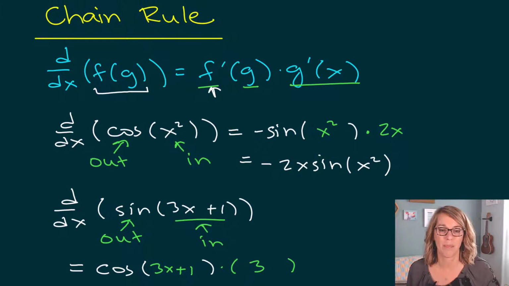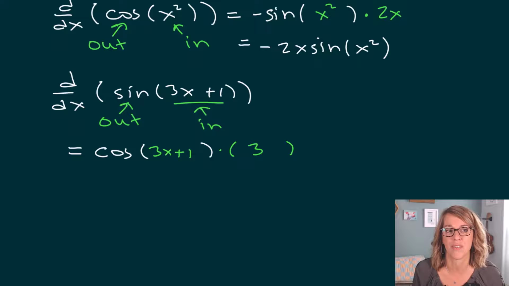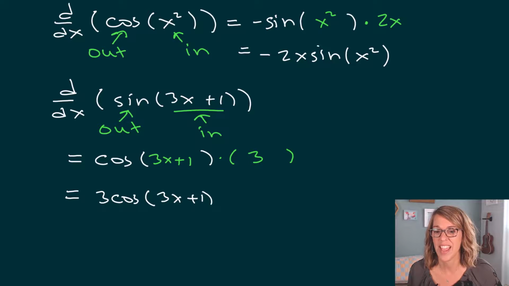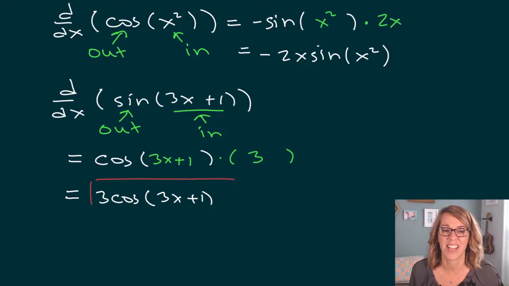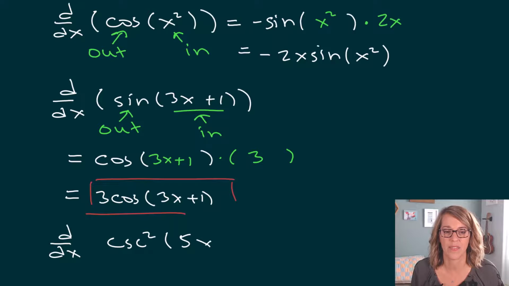Let's clean this up a little bit. Not much I can do, but I can put the 3 out in front for sure. So I can rewrite this as 3 times the cosine of 3x plus 1, and this is the answer. Next, what if we've got the derivative of, let's do cosecant squared 5x.